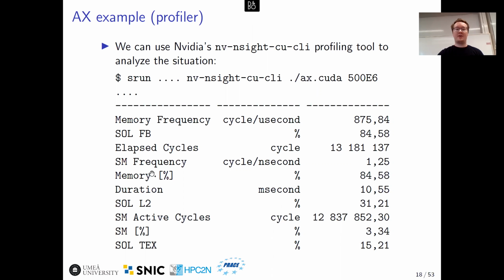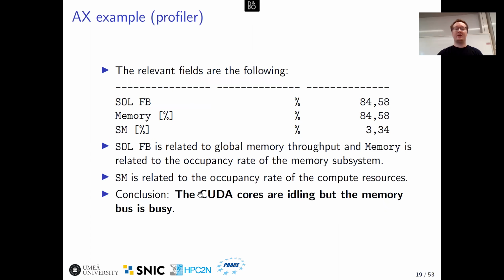But at the very beginning, you have this section called the speed of light analysis. From here, we can pick 3 key rows that tell us about the performance of the code. The first one is called SOL FP. SOL stands for speed of light, and I'm not entirely sure what the FP stands for, but based on the documentation, it's related to the global memory throughput of the kernel. And memory is then related to the occupancy rate of the memory subsystem.